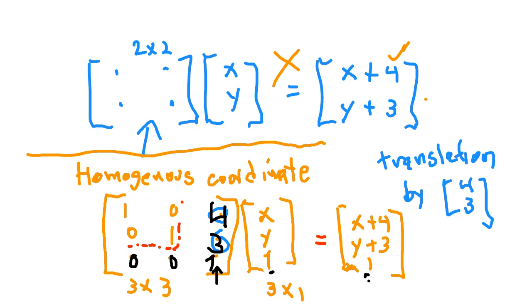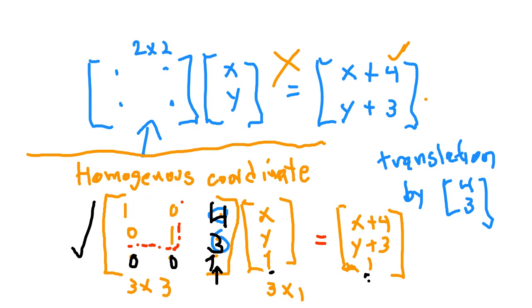So you see, now we can do all the transformations that we did in two dimensions using the 2x2 matrices. We're just going to represent them as 3x3 matrices. And if we do that, then we can also include translations in our repertoire of transformations. Okay, so we use homogeneous coordinates.